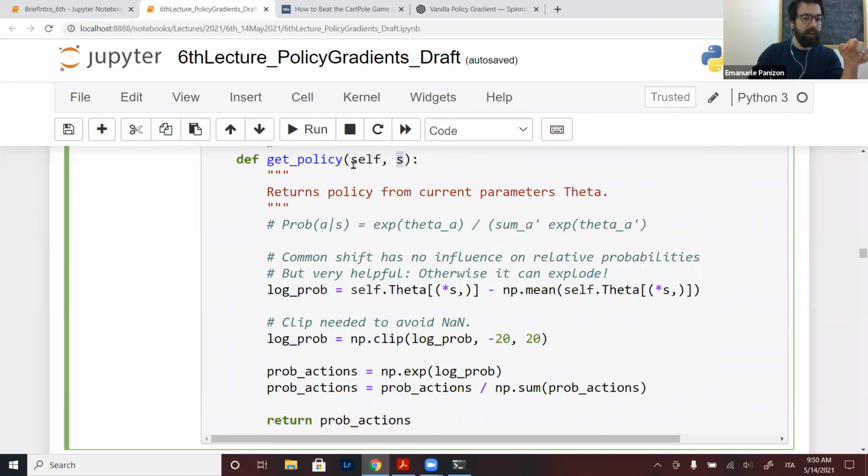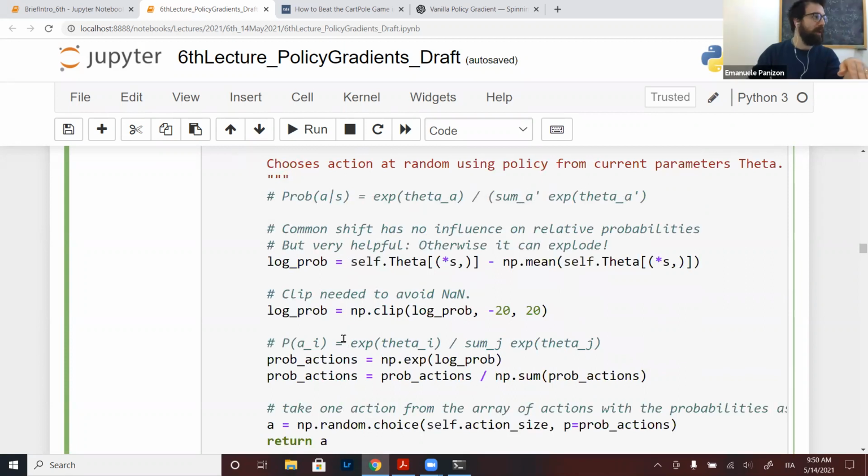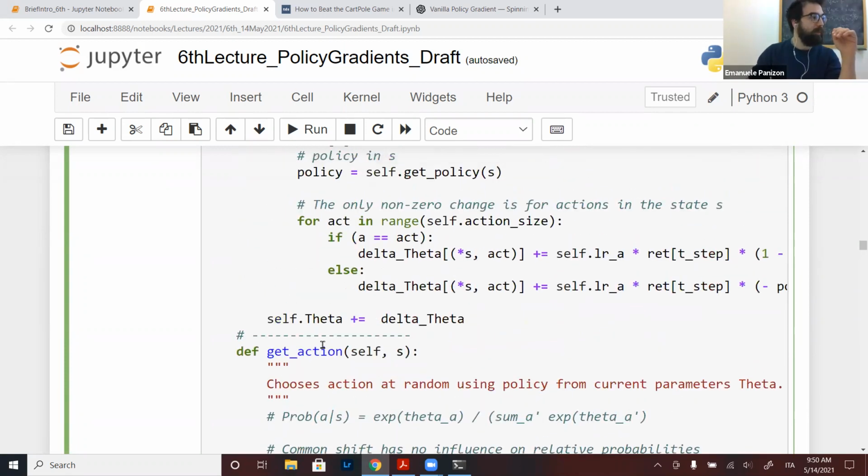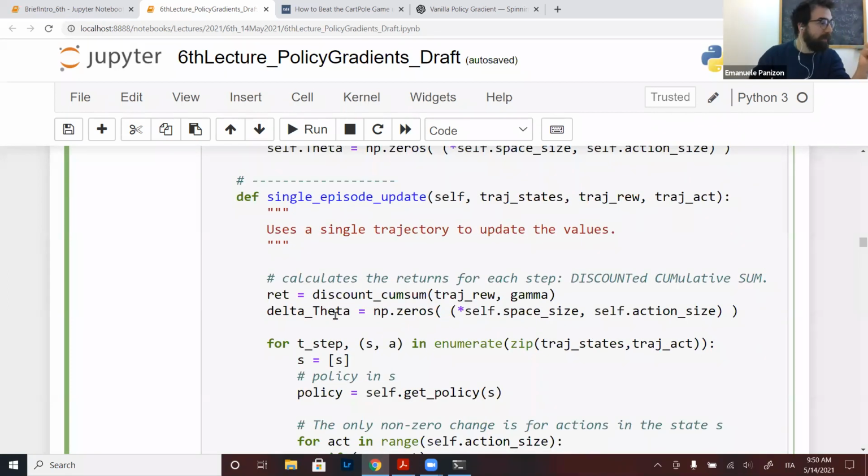I'm given a state, but I do the same exact step, but instead of returning a random action chosen by those probabilities, I return the whole set of probabilities for all actions in that state. Okay, but this is essentially the softmax part. It's not the policy gradient reinforced part, which is even simpler.